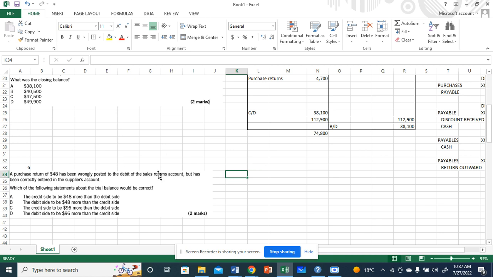So meaning, once you debit this sales return account, when you go to the trial balance, the debit side is going to be $48 more than the credit side, because this is a single error, one account has been affected, so the trial balance is going to be affected. One account has been wrongly debited, right? So meaning there's going to be an imbalance on your trial balance, right? You've increased this sales return by $48, meaning the debit side is going to be greater than the credit side. By how much? $48. So question six, answer is B.